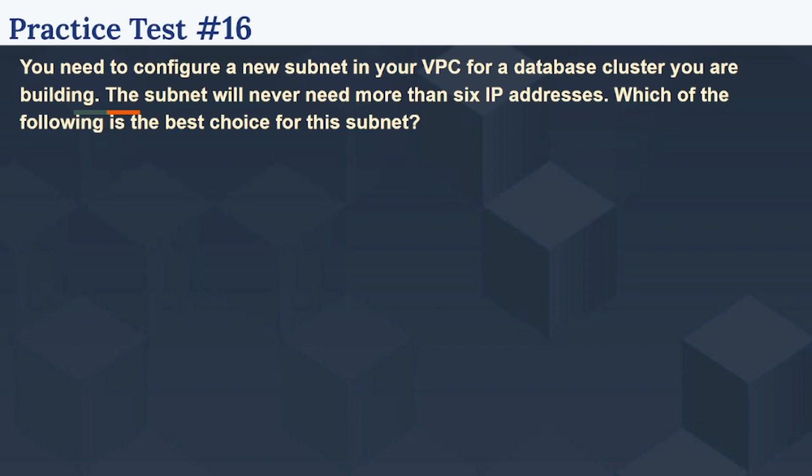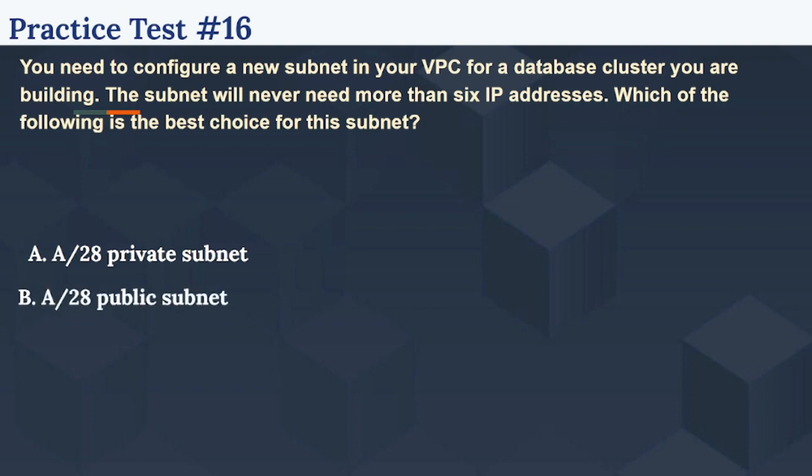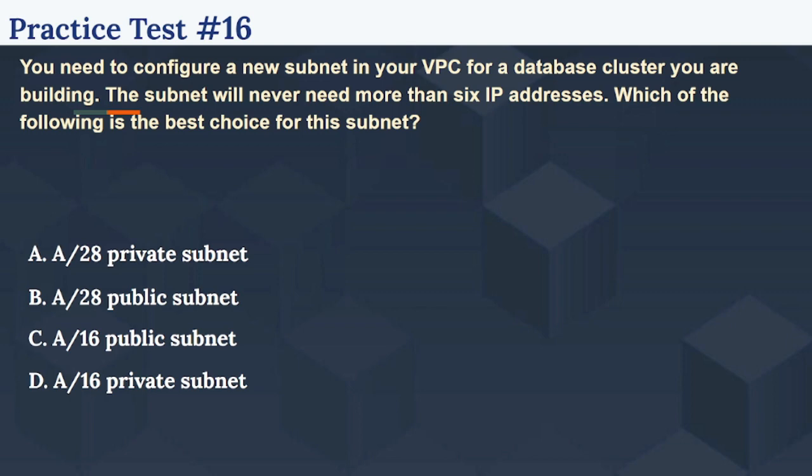So the 16th question is, you need to configure a new subnet in your VPC for a database cluster you are building. The subnet will never need more than 6 IP addresses. Which of the following is the best choice for this subnet? So the options are: Option A, a /28 private subnet. Option B, a /28 public subnet. Option C, a /16 public subnet. Option D, a /16 private subnet.